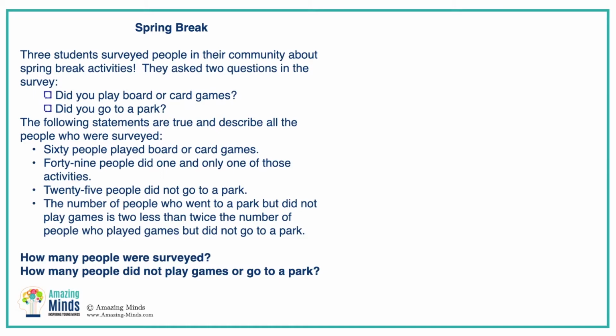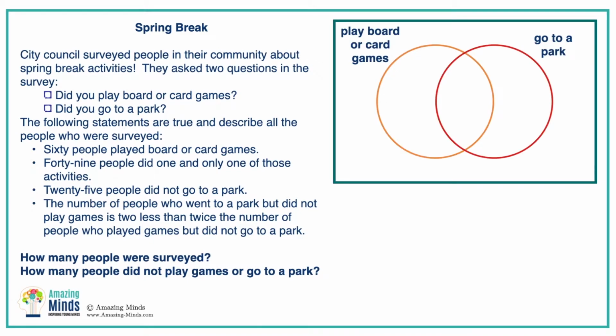This puzzle is a survey about spring break. And as students read the question, they'll determine that there are two categories because there are two questions. So very quickly, as we discussed last episode, they'll move to a Venn diagram. The two attributes or the two questions are: did you play board games or card games, or did you go to a park? So let's look at the clues.